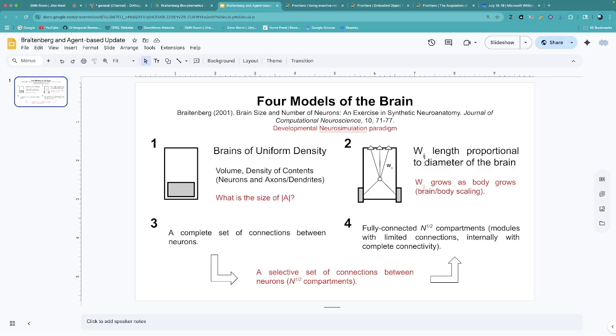The second part is this network here in this vehicle from sensor to effector, which we can characterize as Wij. And this is where the length of each of these connections is proportional to the diameter of the brain. So as Wij grows, as the body grows, this is in Braitenberg's work, this is brain-body scaling. In developmental neurosimulation, this is also brain-body scaling.